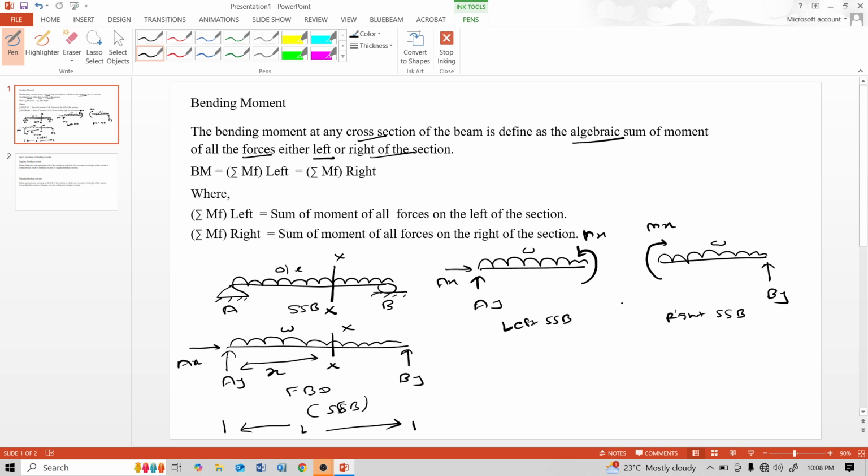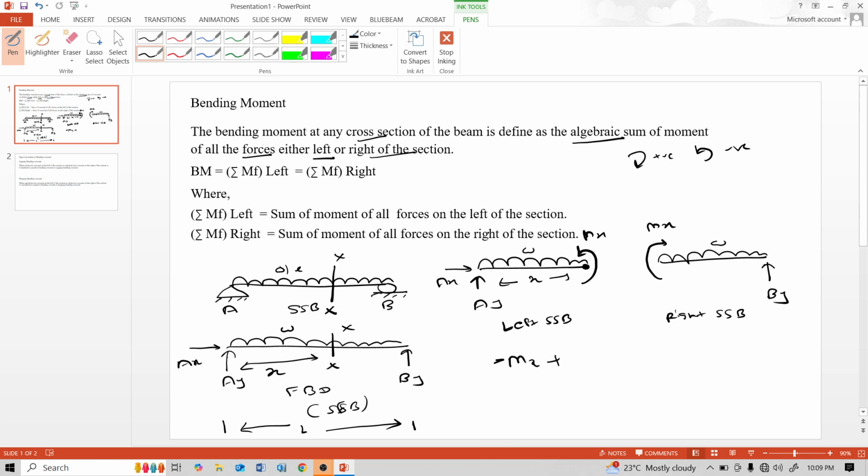So here this Mx, the bending moment at any cross section, is anti-clockwise. Consider clockwise moment positive and anti-clockwise moment negative. Anti-clockwise, that means minus Mx, plus AY into x, the distance being x. We take moment at this point. This Mx goes anti-clockwise about this point, that's why minus Mx.